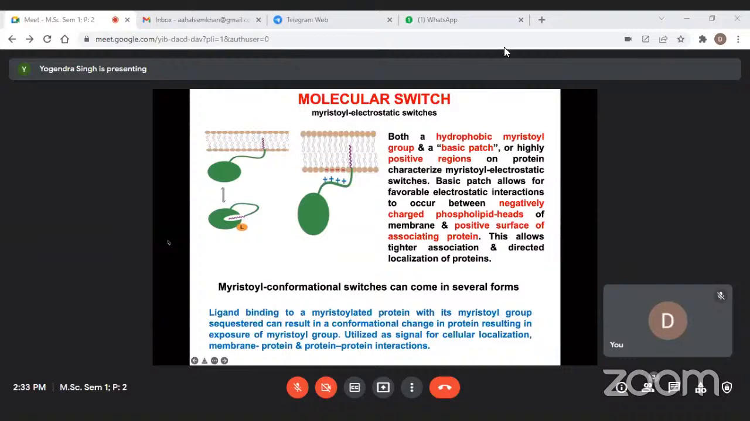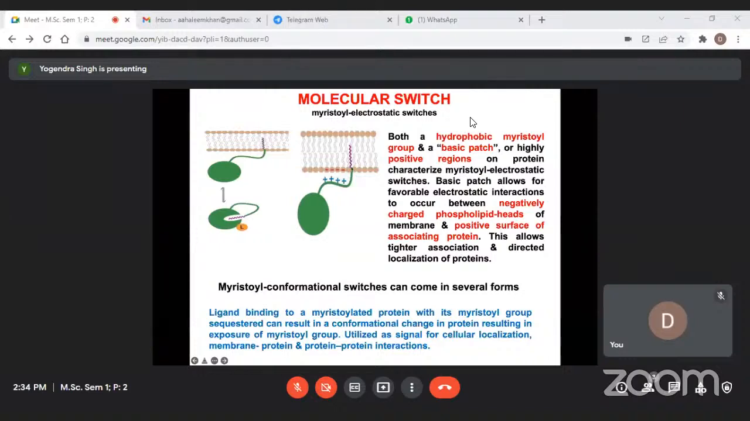So molecular switches just by modification by a ligand. Of course, there are many different kinds of switches. I'm not going to enter into that, but you can read it. It's a very elegant mechanism in the cells. It's called the protein myristoyl electrostatic switch. This plus, somebody might be wondering what is this plus. These are actually basic amino acids. Since membranes are negatively charged towards the cytosol, this positively charged amino acid helps in stronger binding.